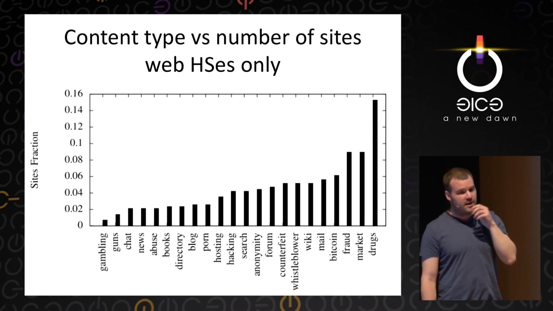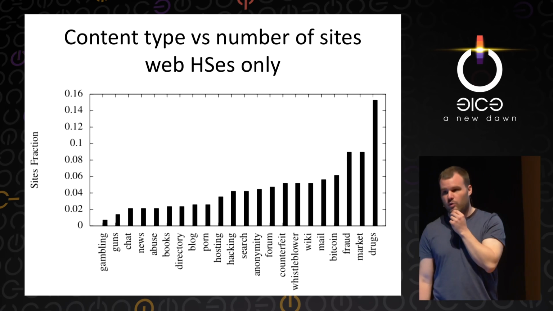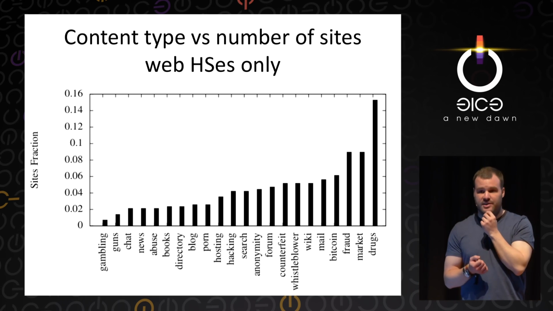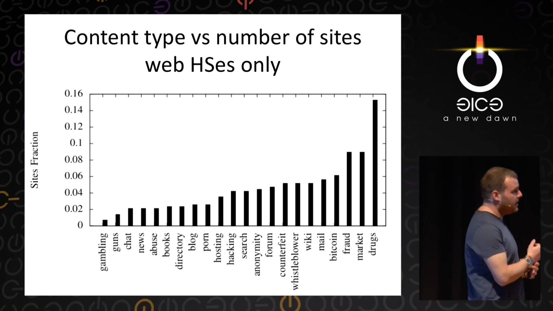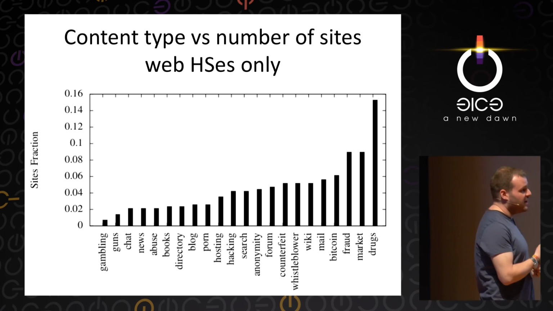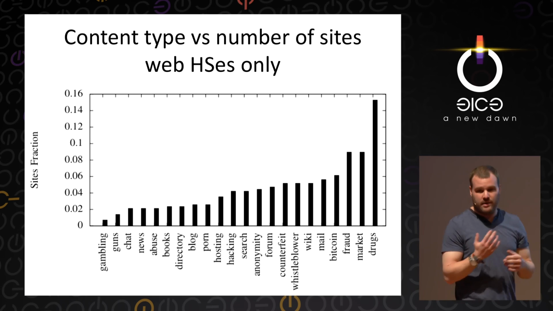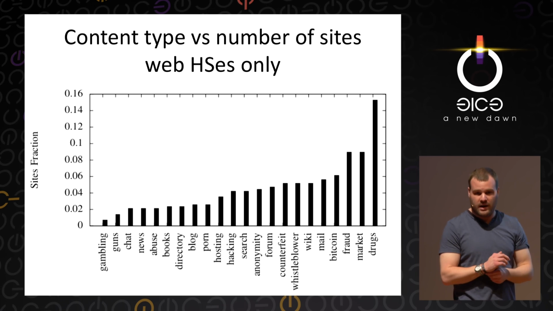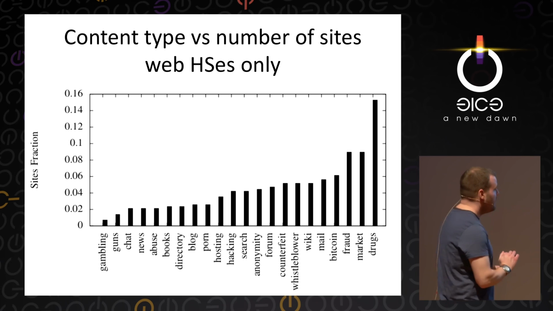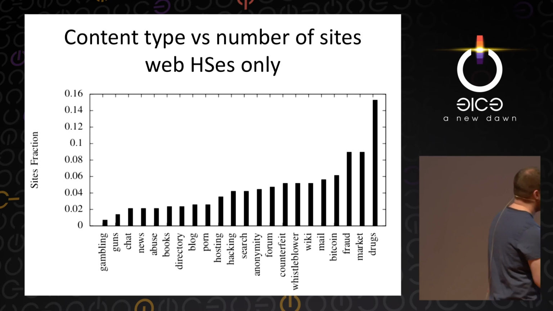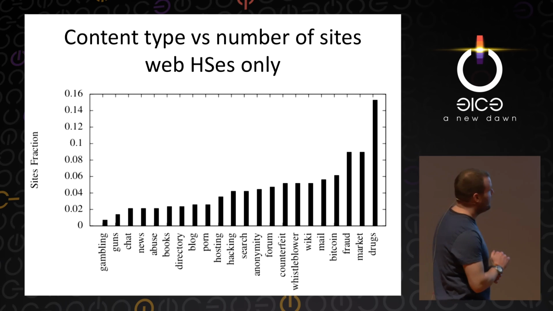And then the graph shows the percentage of hidden services that we crawled that fit into each of these categories. So for example, looking at this, drugs, the most number of sites that we crawled were made up of drugs-focused websites, followed by marketplaces, and so on and so forth. And there's a couple of questions you might have here. So which ones are going to stick out?